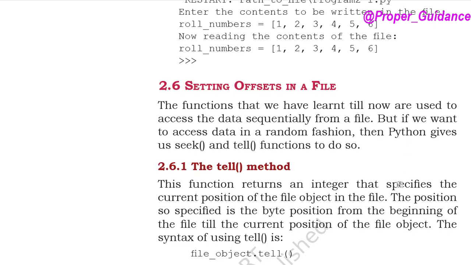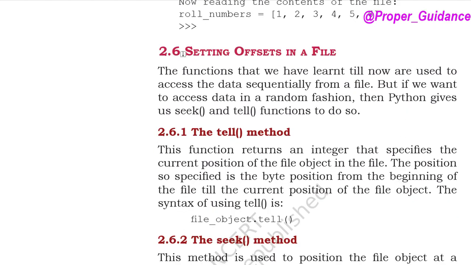You please go through it. And setting offsets in a file. Next topic is setting offsets in a file. The functions that we have learned till now are used to access the data sequentially from a file. But if we want to access data in a random fashion, then Python gives us the seek and tell functions to do so.